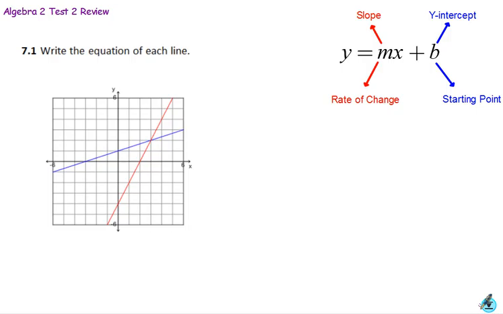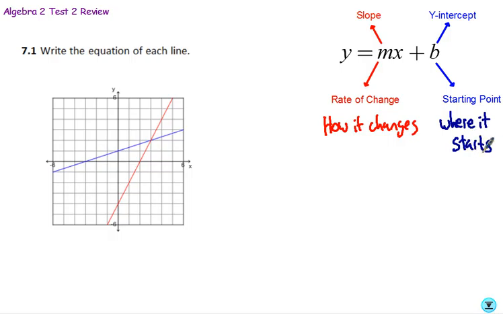All we have to do is take each line and figure out where does it start, how does it change, right? Hopefully that's a common theme throughout this entire unit: the y-intercept represents the starting point, the slope represents how it changes. So where it starts, how it changes. That's what we mean by rate of change.